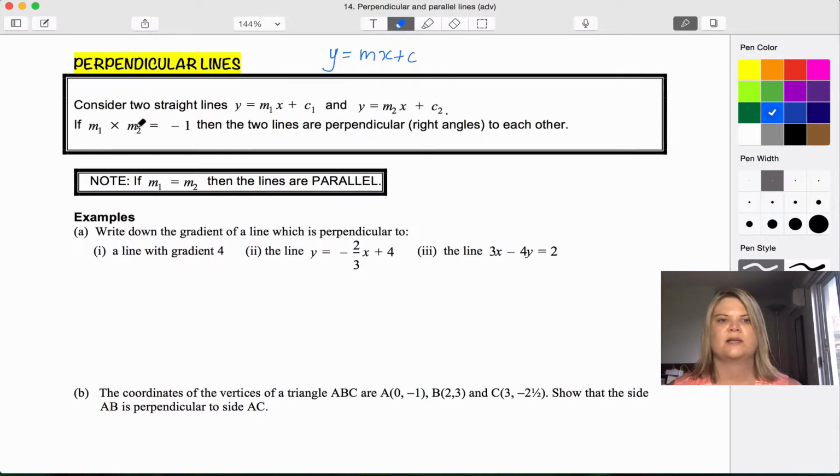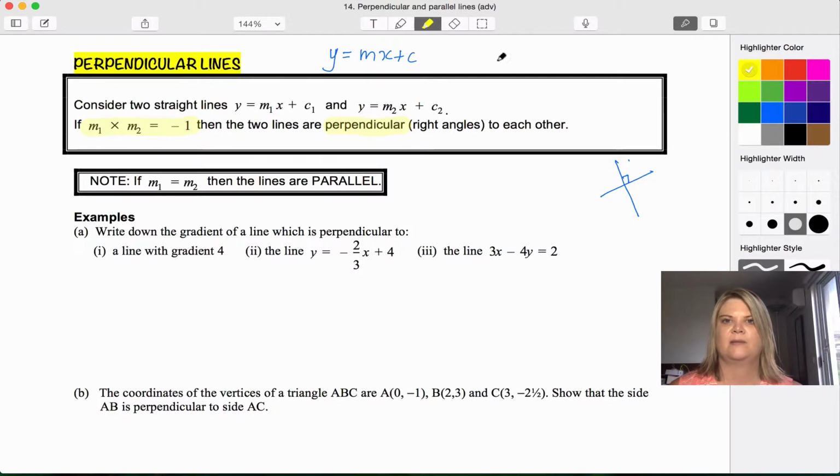If m1 times m2 equals negative 1, and that's the most important line here, then the lines are perpendicular, which means at right angles to each other. So they cross over at right angles when you graph them. Also keep in mind, if m1 and m2 are exactly the same, so the two gradients are the same, then the lines will be parallel.